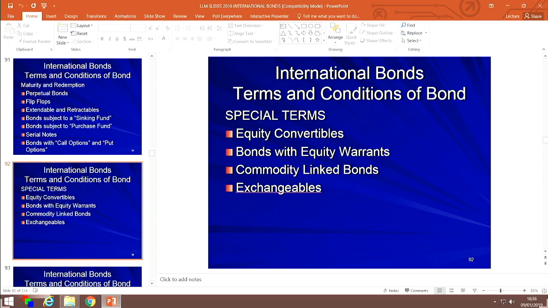A similar instrument is the bond with equity warrants. This is a bond which doesn't have any special clauses in it like an equity convertible, but it is issued with an additional financial instrument attached to it called a warrant. It's a bond with a warrant. What does the warrant do? It contains a provision which enables the buyer of the bond with the warrant to buy shares in the issuer of the bond at a price specified in the warrant.